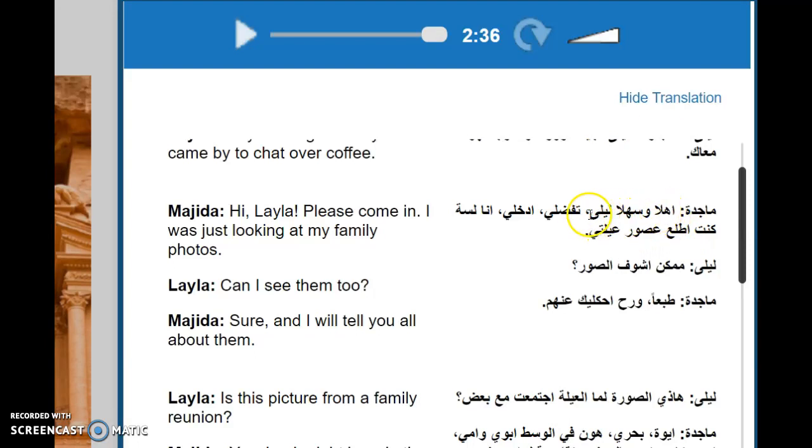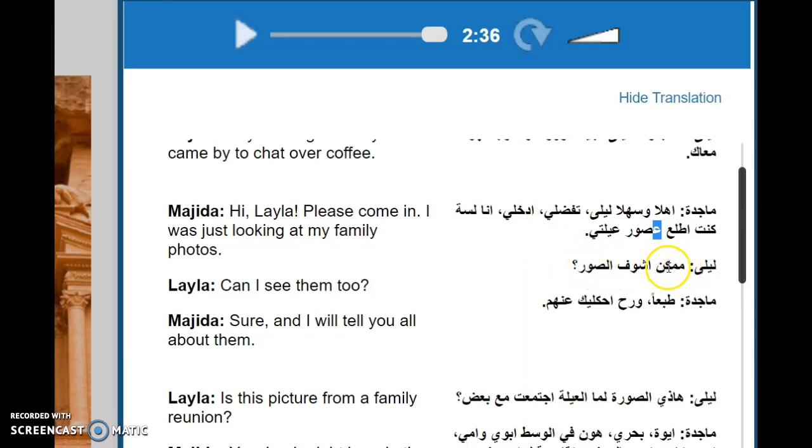So, welcome, Layla. Please come on in. Here it translates, I was just looking at. Another way to say just, because we think of this word often in English, is هلا كنت أطلع. Here she says lissa. Lissa is usually translated still. So I was still looking at asur, at photos. This is a plural of surah, picture.